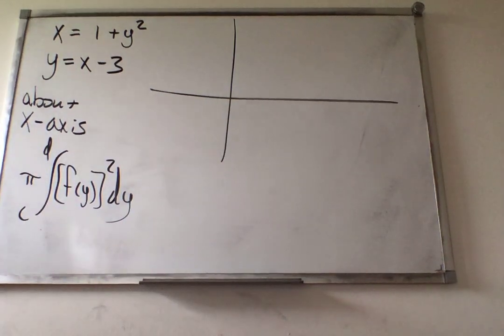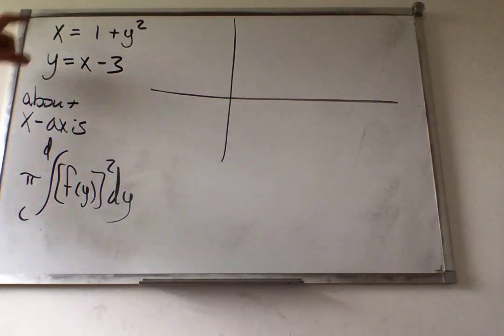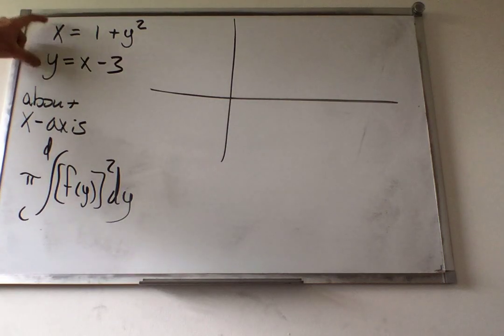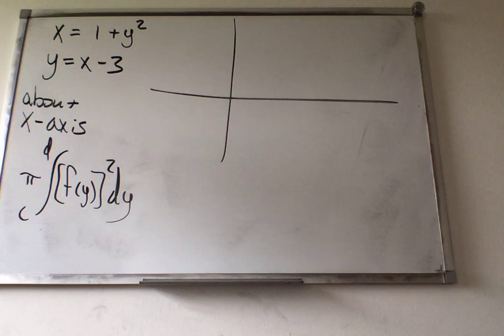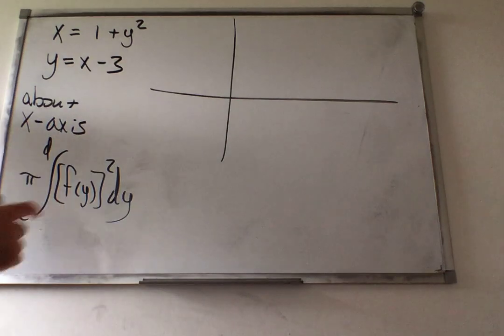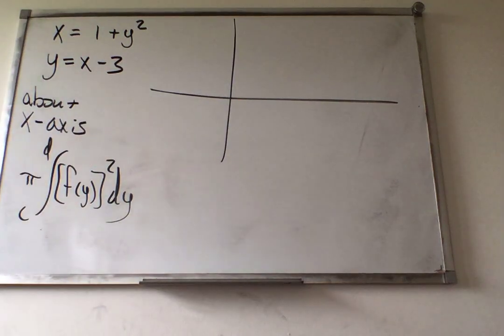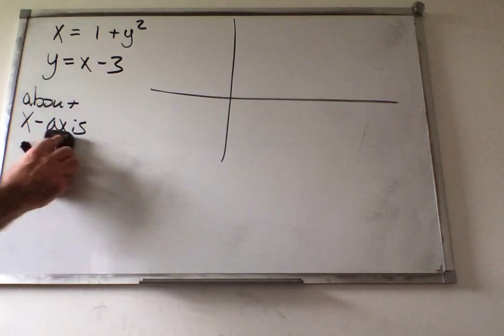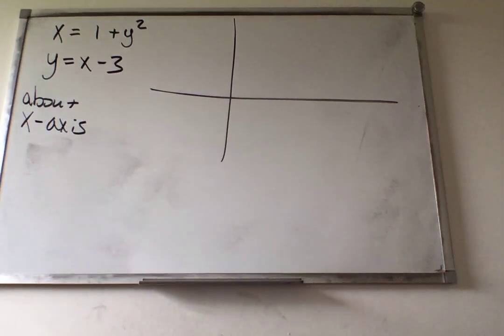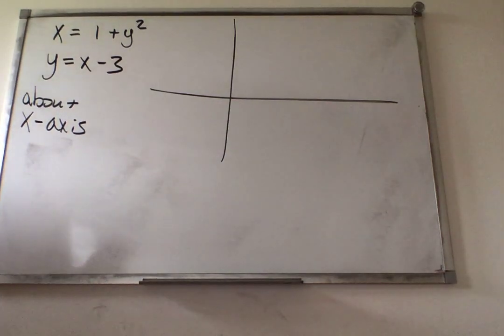Now, this is going to be a washer method because we have an outer curve and an inner curve for our radii. So this is just the general form. If there's only one function, you take it and you square it. Okay. So let's go ahead and draw our functions and see where our outer and inner curves are.